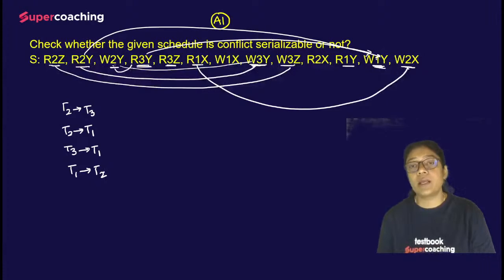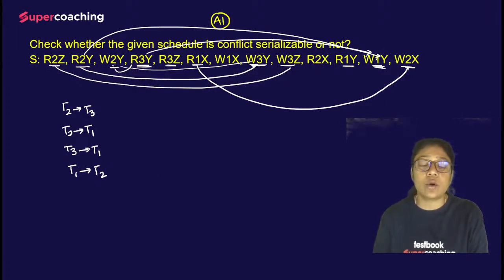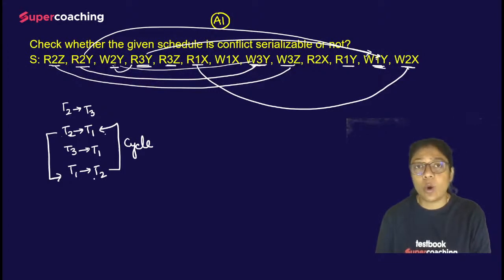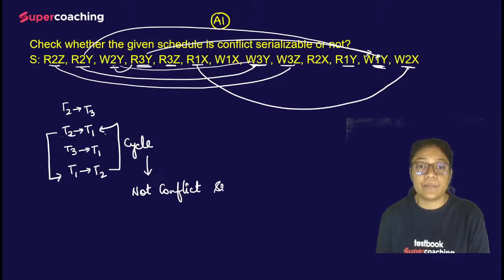Now you do not need to check for conflict pairs further, because we had got one conflict pair from T2 to T1 and T1 to T2. Basically T1 to T2 and T2 to T1 means that it is forming a cycle. And if a cycle exists, that means we won't get any serial sequence which will satisfy all these conflict pairs. If there is a cycle in the precedence graph, then it is not conflict serializable. So this means that the given schedule is not conflict serializable. We cannot get any serial schedule which will satisfy all these conflict pairs. So the answer is not conflict serializable.